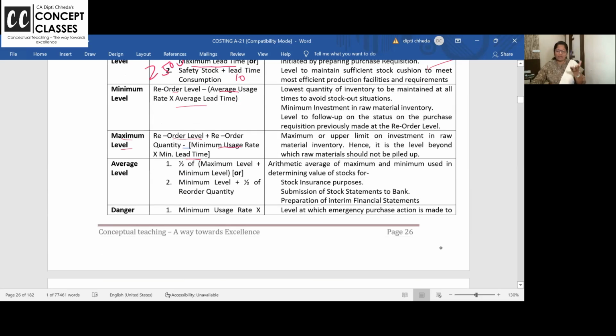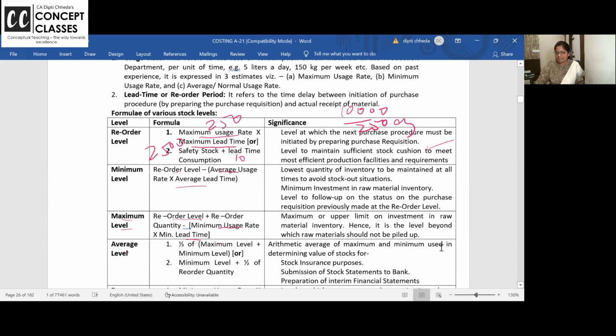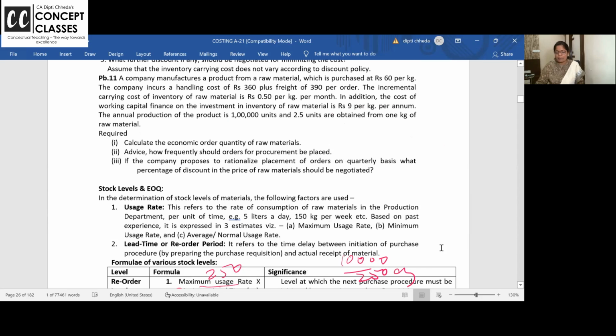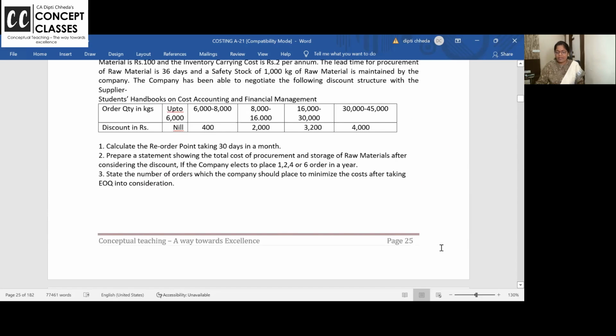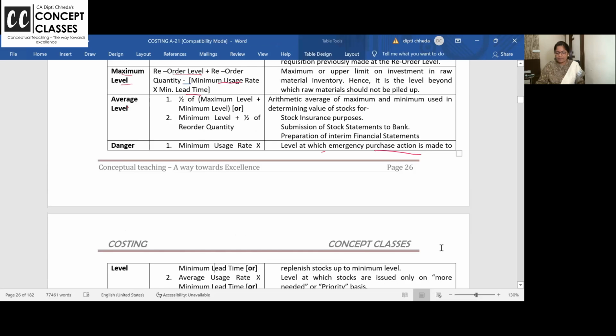Don't go into how these formulas are derived now. It will take a lot of time. Average level is maximum, minimum. Yeah. Danger is minimum. When it has gone to minimum, it is the time to make an emergency purchase. Otherwise, your production will stop. Actually, I am not reading significance right now, but it's superb. I can say significance is very, very important.